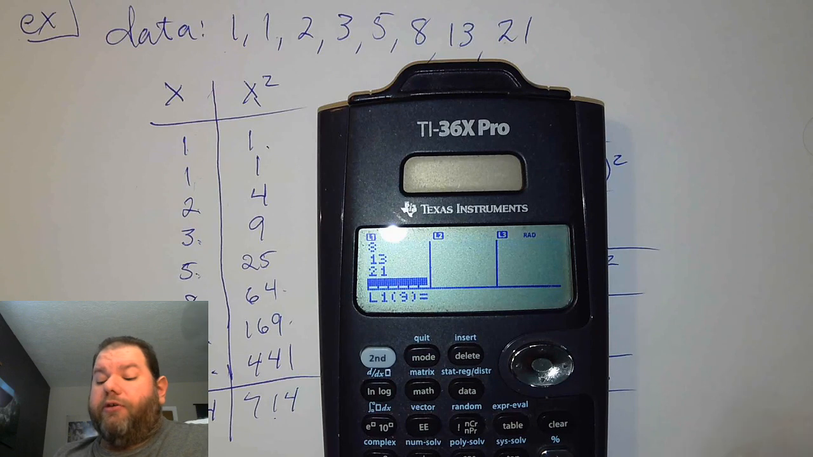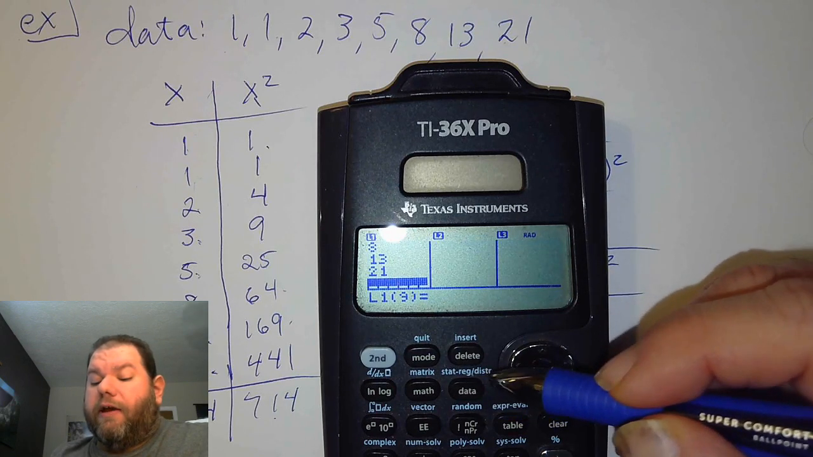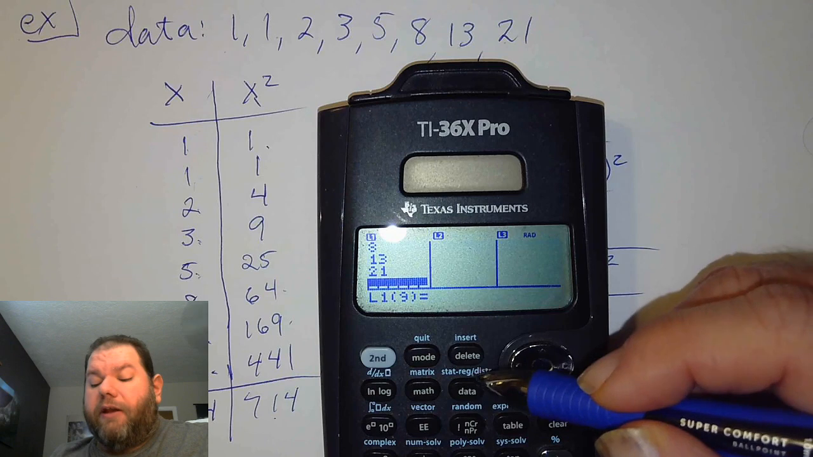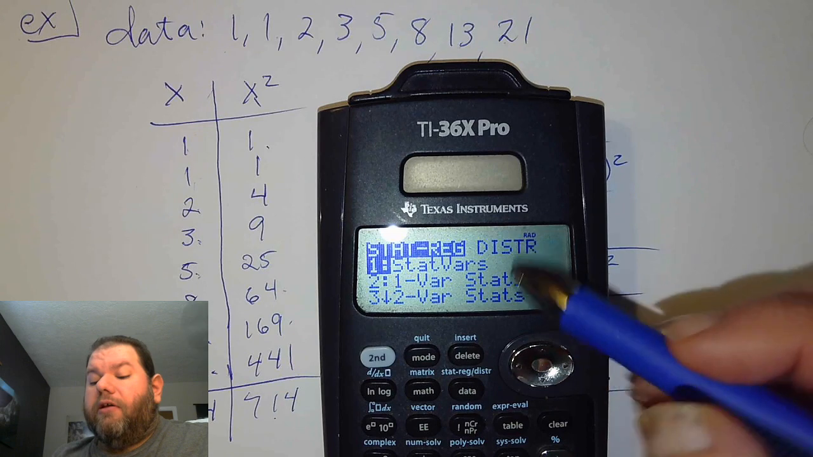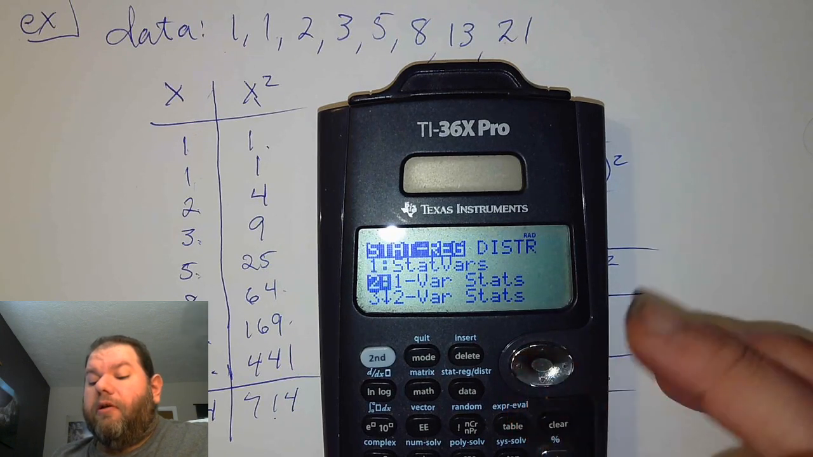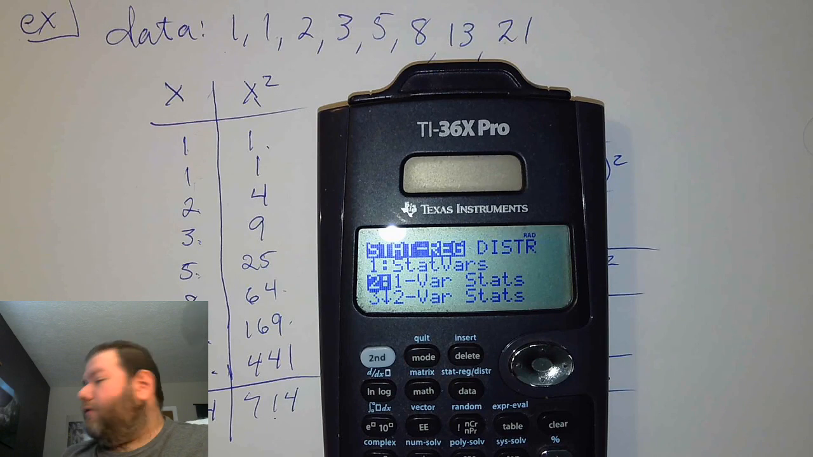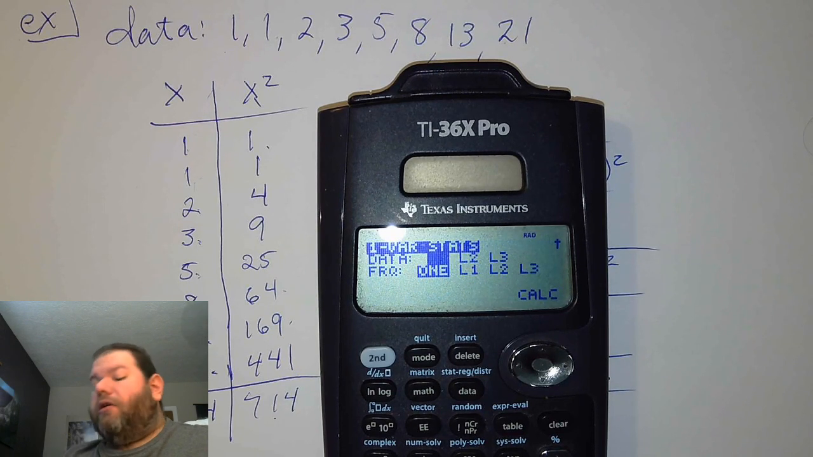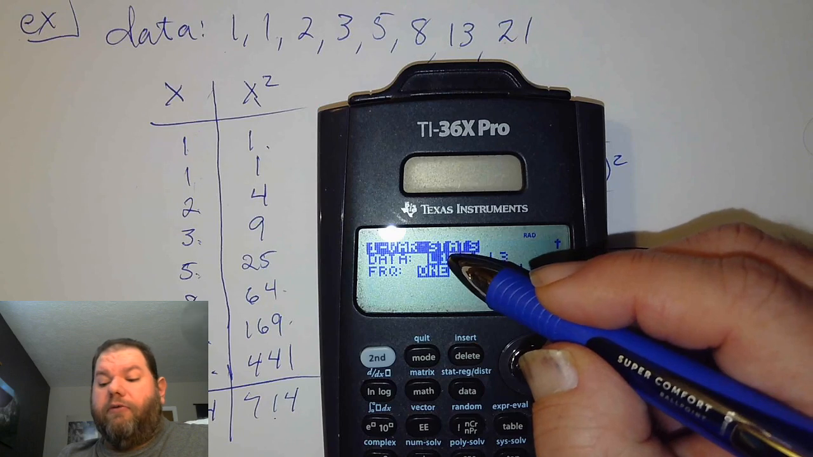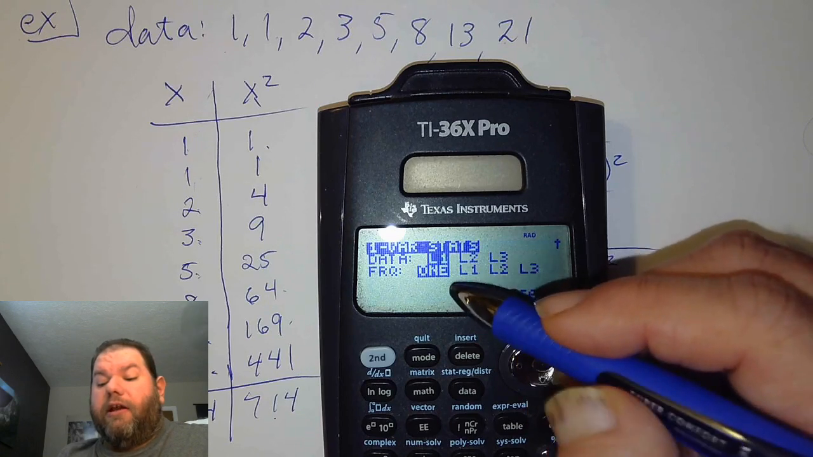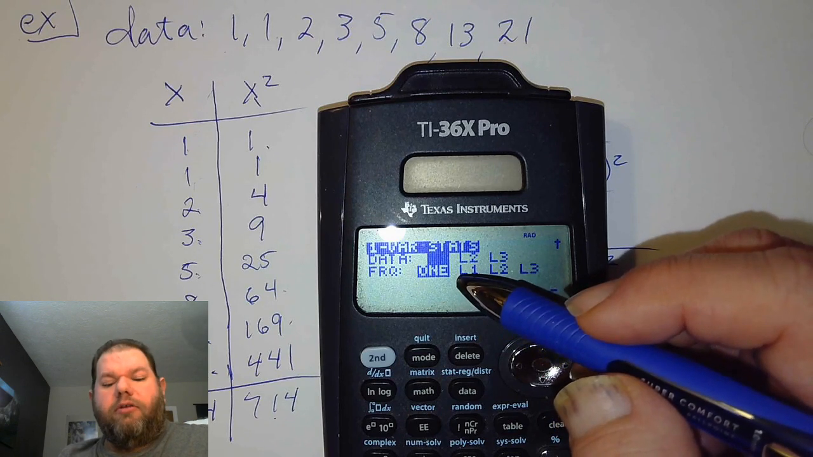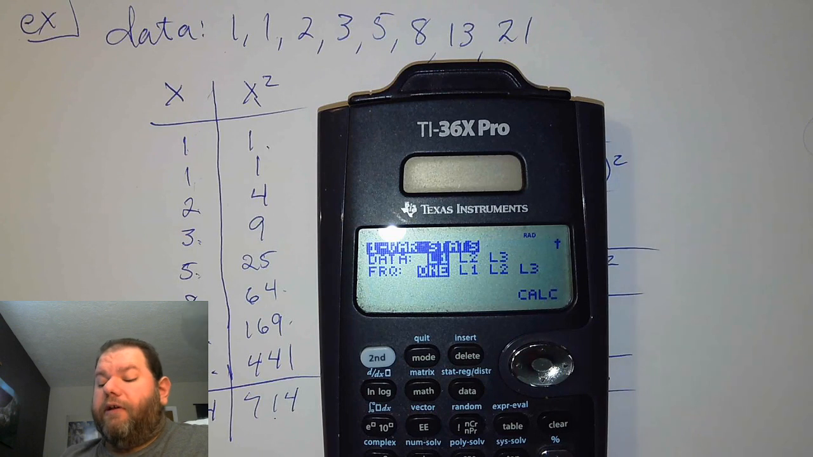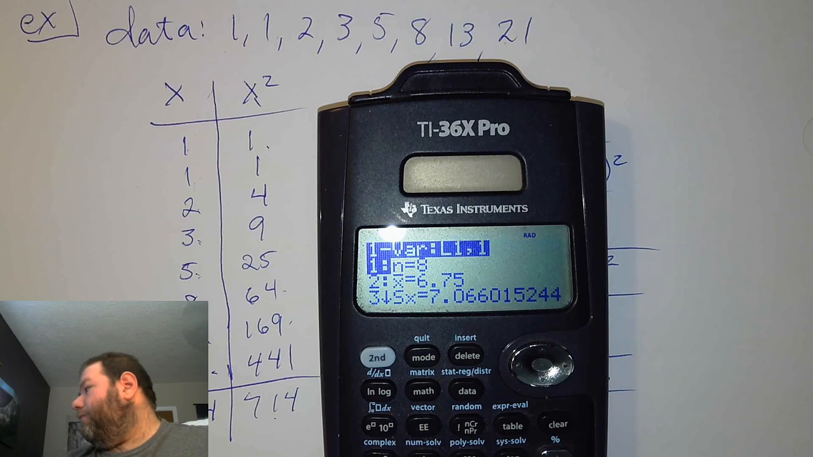Next, to do the actual calculation, we're going to use this stat button that's right above data, so we'll go second, and then data, and we want the one variable stats. Our data is stored in list 1, so we want to make sure that's highlighted, and frequency should always be 1. We're not using a frequency column. We'll just enter all the raw data itself, and then we just press enter, get down to calc, and then press enter again.